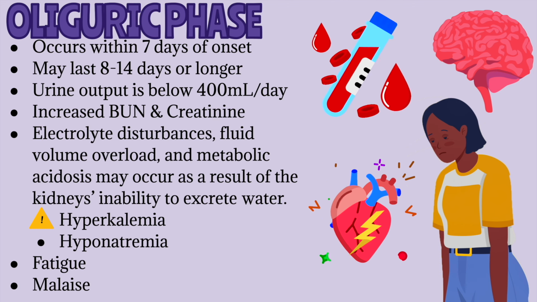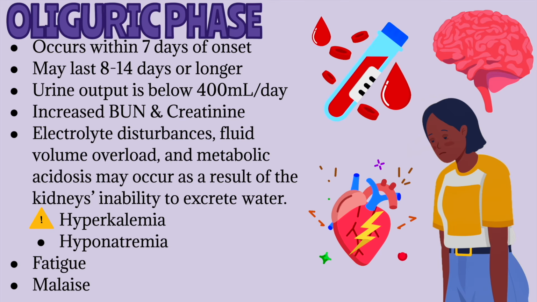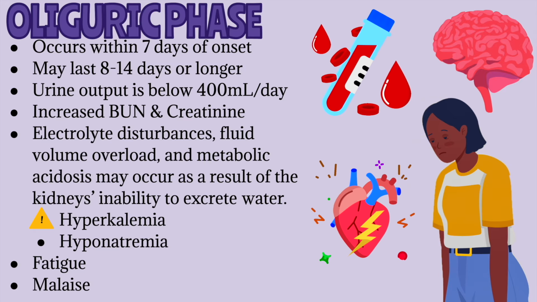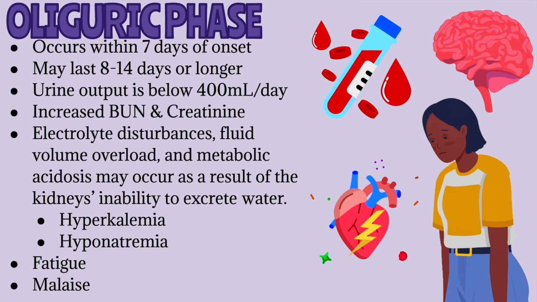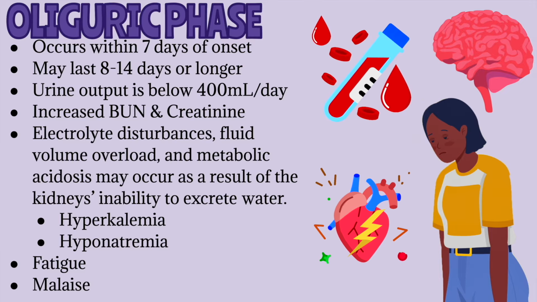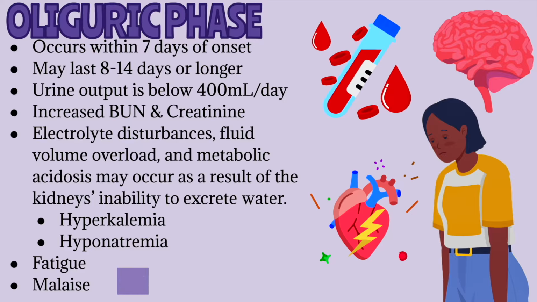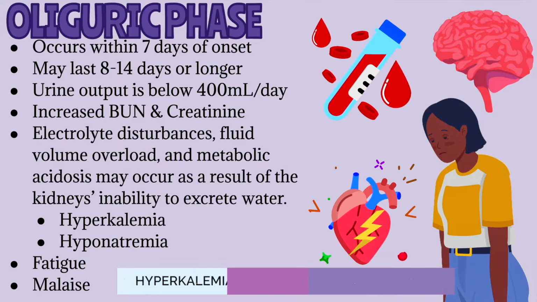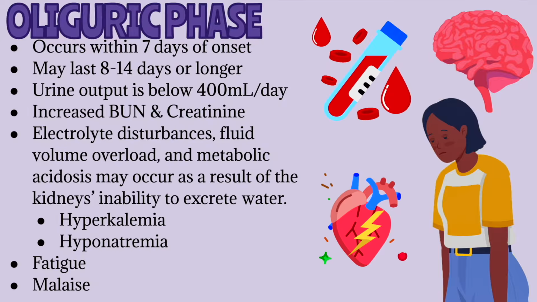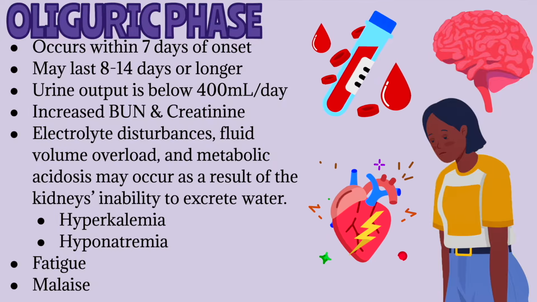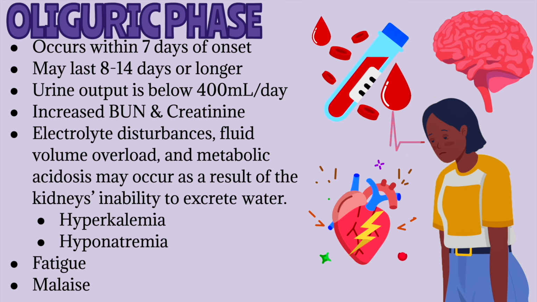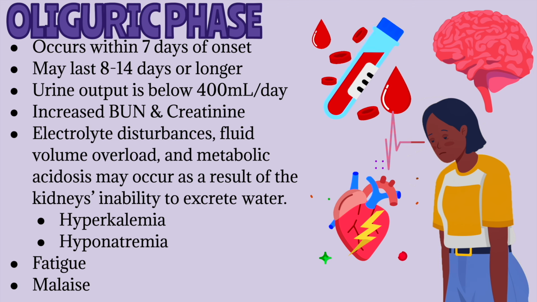Okay, so guys, this is very important. One of the big issues during this phase is hyperkalemia, which is a high level of potassium in the blood. Now, normally the kidneys would filter out excess potassium, but since the kidneys are not functioning properly, potassium builds up, which can negatively affect heart function. If potassium levels get too high, it can lead to life-threatening arrhythmias or even cardiac arrest. Because of this, the patient should be placed on a cardiac monitor to monitor heart activity.